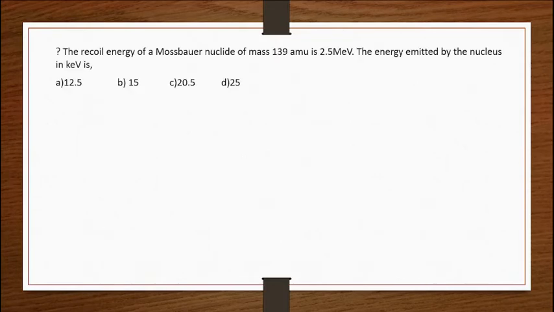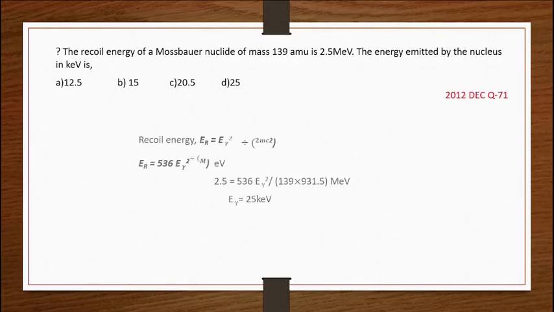So the next question is, the recoil energy of the Mossbauer nuclei of mass 139 AMU is 2.5 mega electron volt. The energy emitted by the nucleus in kilo electron volt is, so they have given four options: 20, 12.5, 15, 20.5 and 25. So this is a December 2012 question. You know the recoil energy equation. The recoil energy ER is equal to E gamma square divided by 2 mc square. Here E gamma is the energy emitted by the nucleus, that is the gamma radiation.